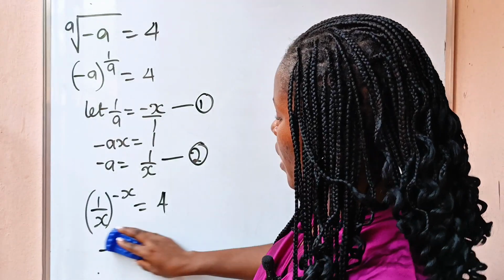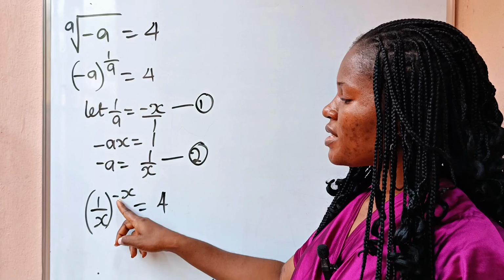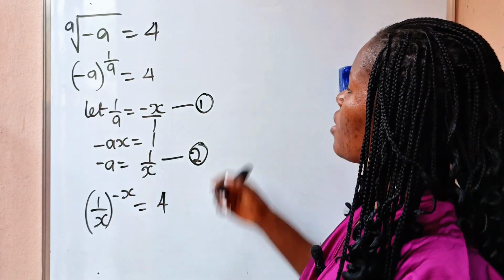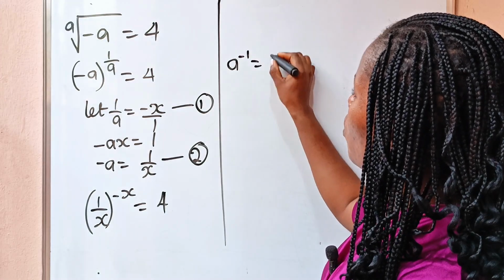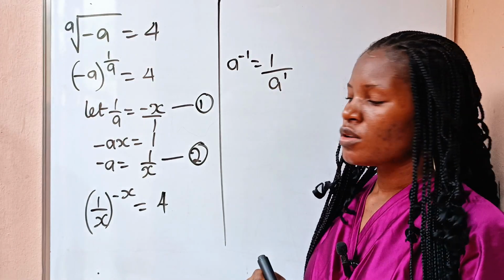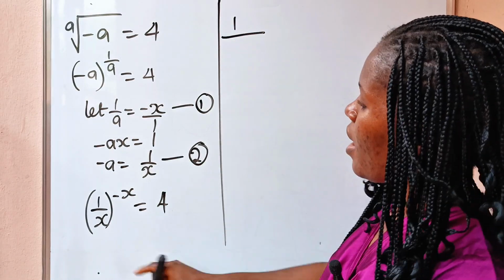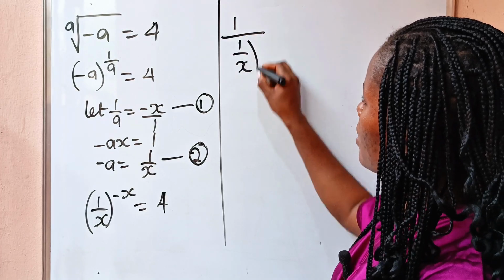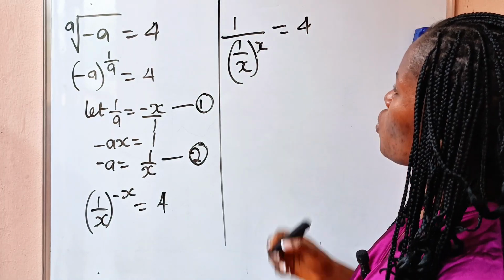Or let's follow this way. Let's do it this way. 1 over x to the power of minus x. To remove this negative sign, we can actually put 1 over. All right, 1 over. Because when you have a to the power of minus 1, it is equal to 1 over a to the power of 1. So let's use that same method here. So this is the same thing as 1 over. So we are going to take what? Write this below, inverse, 1 over x to the power of x. Okay, now we have removed that, is equal to 4.